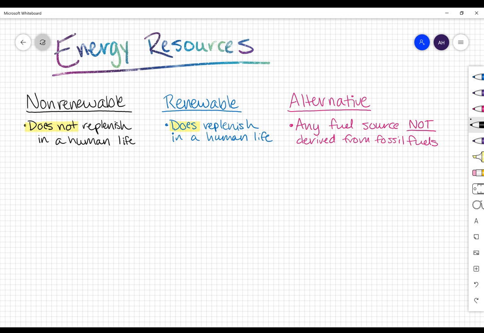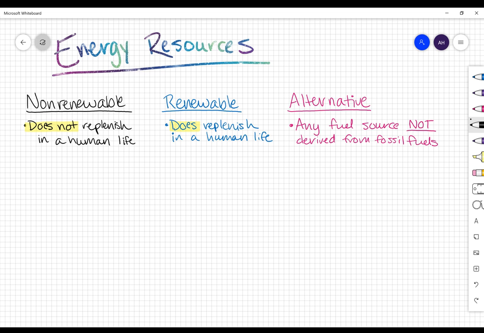So a non-renewable resource will not replenish in a human lifetime. One of the main ones we talk about when we talk about non-renewable is fossil fuels. Fossil fuels take millions of years to form underground. That's a lot longer than a human lifetime. So if we use up all the fossil fuels, it would take a million years for more to form under the ground. So when we talk about non-renewable, it is not going to replenish or be remade in a human lifetime.